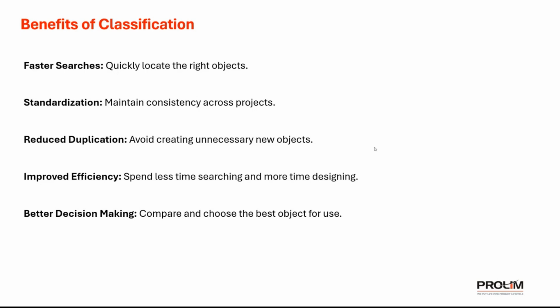Reduce duplication. Without classification, users often end up creating duplicate parts because they can't find existing ones. Classification prevents this by making it easier to reuse existing objects, which saves both time and cost.